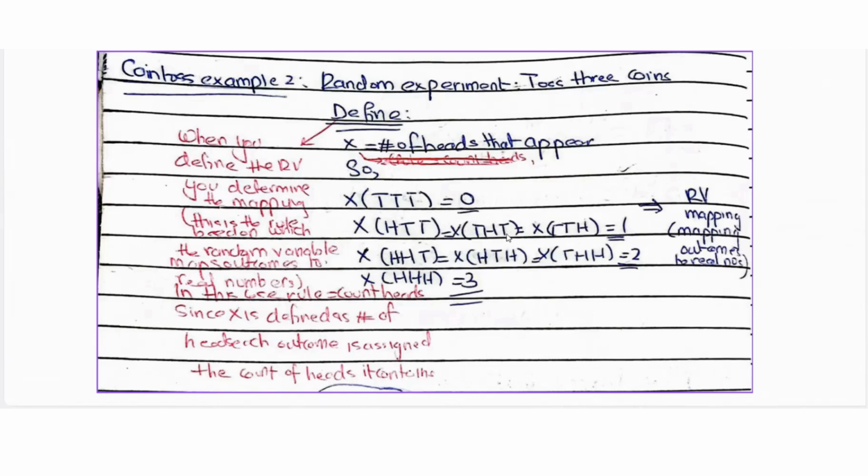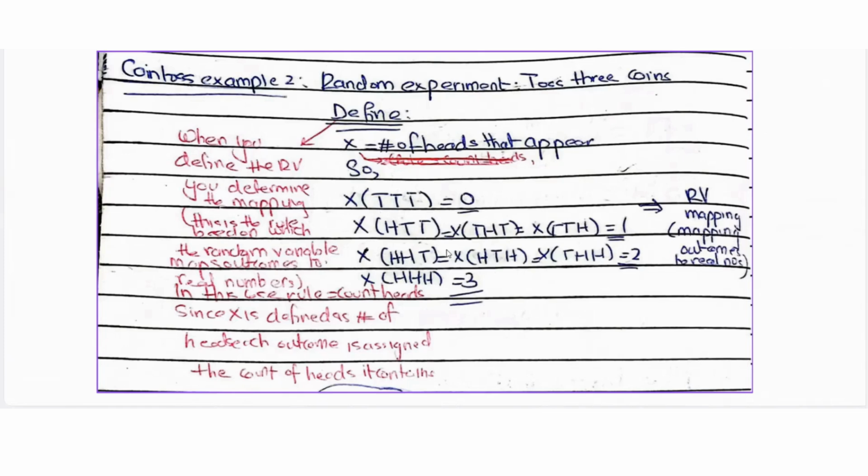Since head-tail and tail-head contain one head, it's going to map each of these outcomes to 1. And since head-head-tail and the others each contain 2 heads, it's going to map them to 2. And head-head-head contains 3 heads, so it maps it to 3. So this is a random variable mapping.